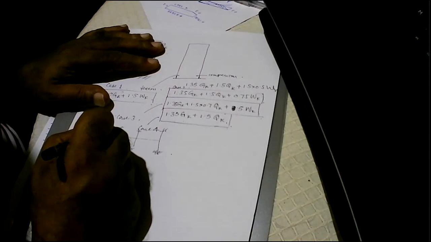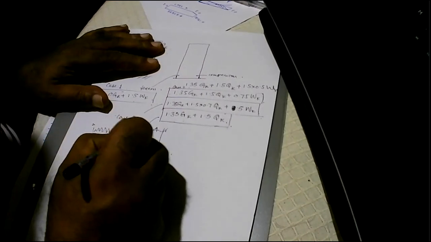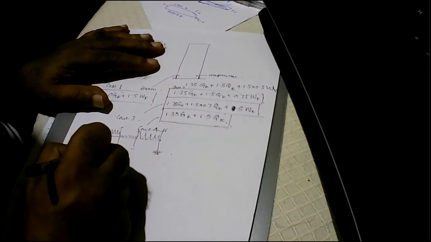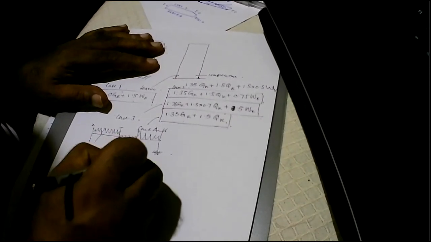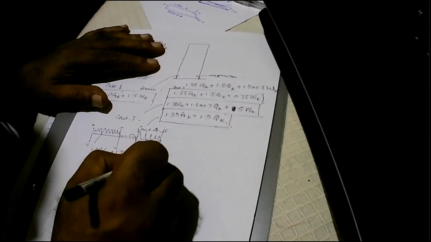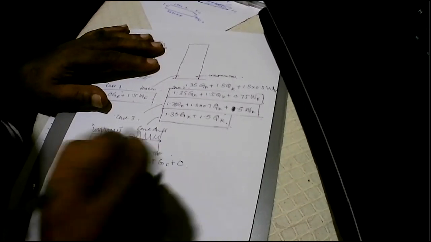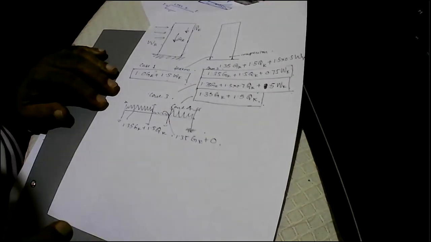And when you are using simplified subframes, you have maximum load here, minimum load here, maximum load here. This will be 1.35 GK plus 1.5 QK. And this will be 1.35 GK plus 0, because the variable load we consider as 0.